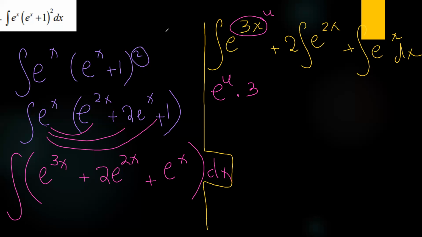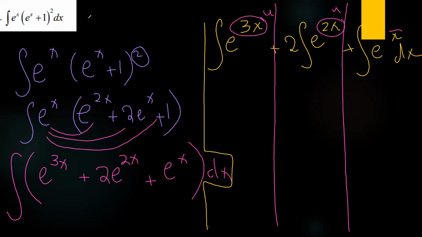Okay, here you have to write u times its derivative plus 2 times e to the power 2x times its derivative, which is du over dx. And let's assume that this is u. This is very easy.